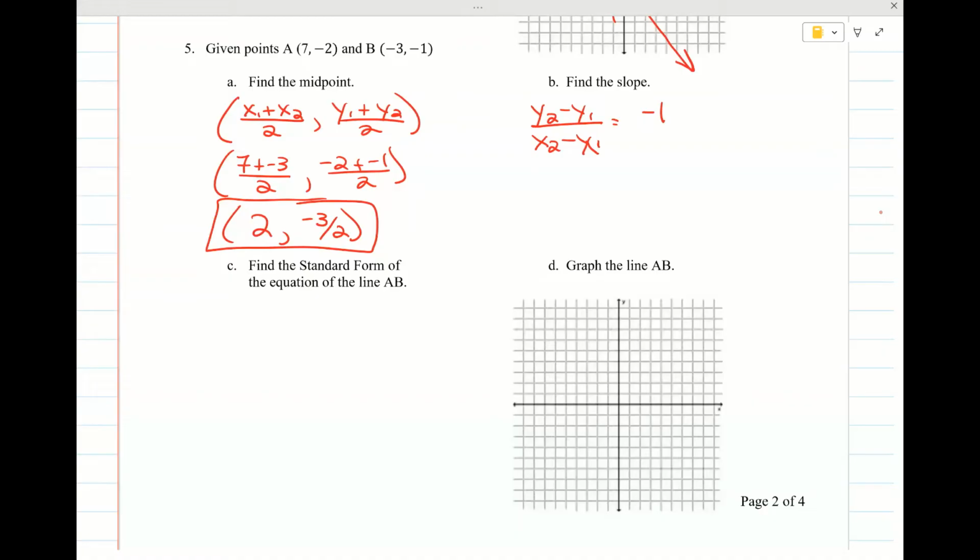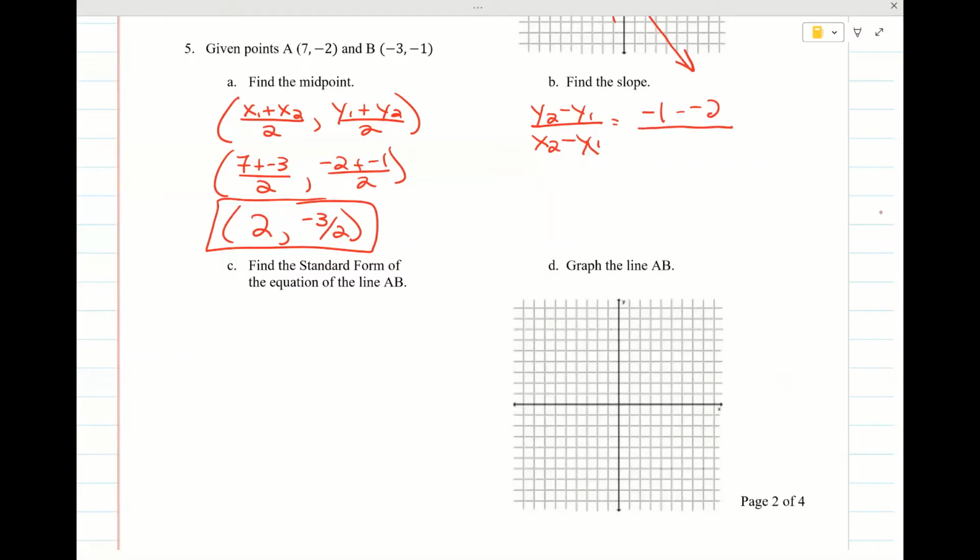So my computer just froze. Just give me 1 second to unfreeze it. Okay.